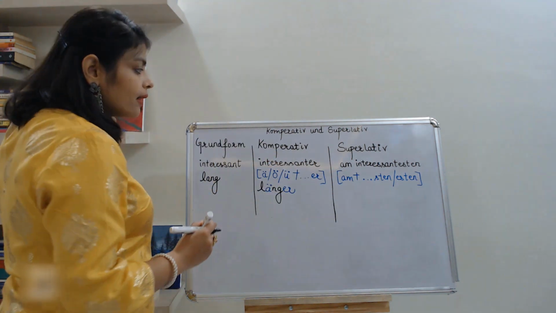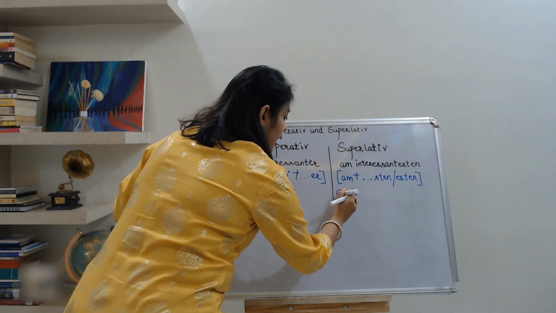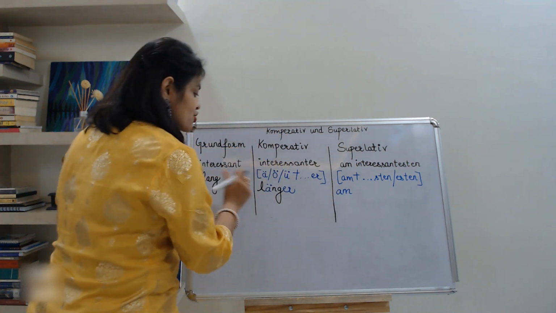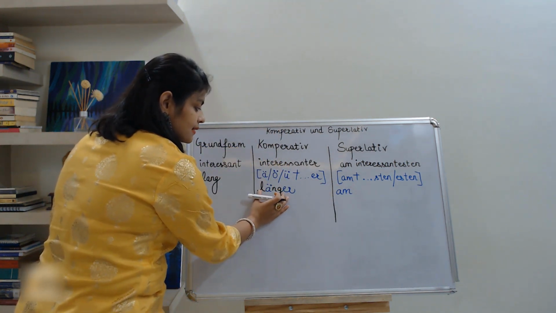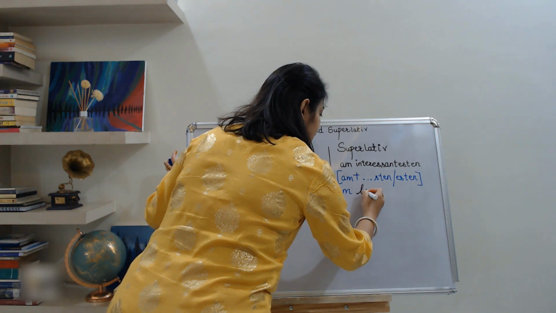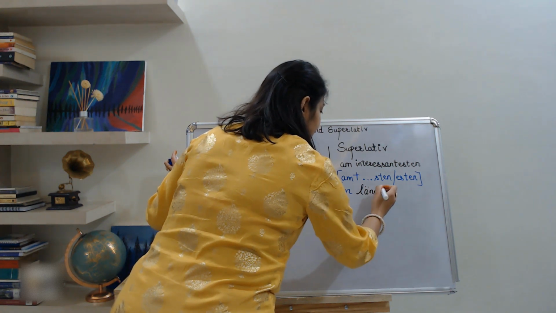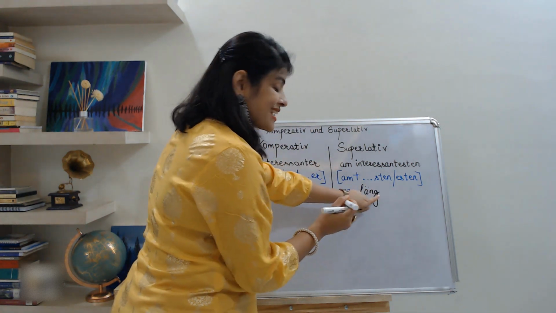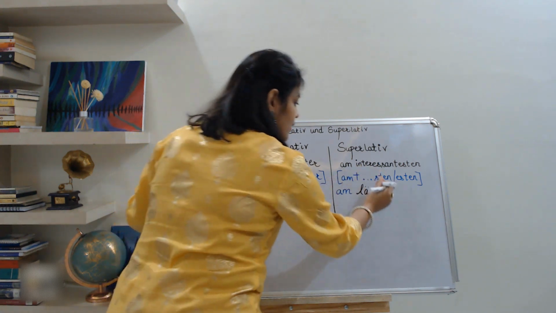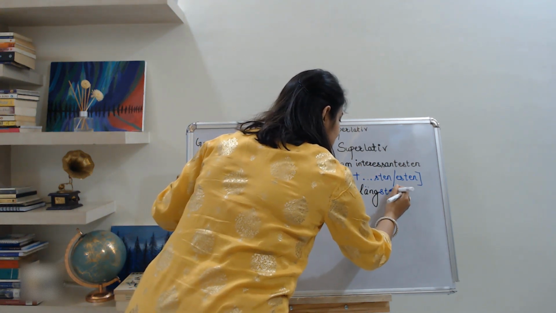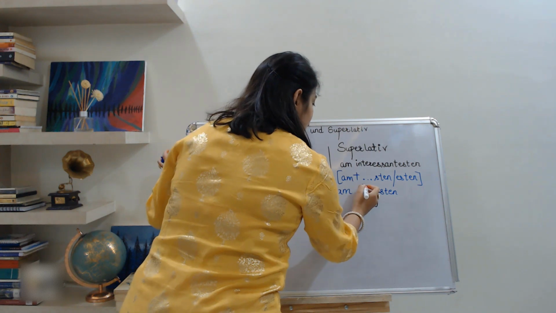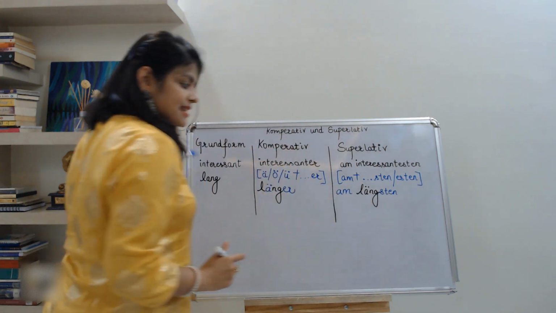So over here, dann schreiben wir erstmal am. Dann schreiben wir diese Form, and then because the adjective is not ending with T or D, then we are going to write S-T-E-N. So this is then am längsten.